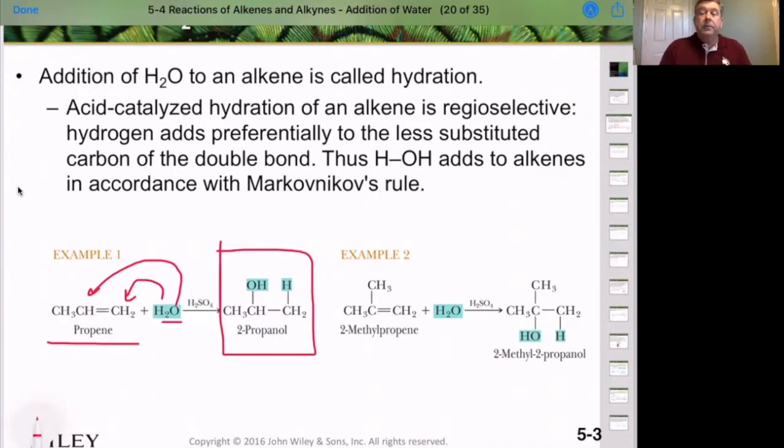Okay, as we go to other substituted materials like this one right here, notice we have a tri-substituted carbon here, meaning it's going to make a tertiary carbocation as part of its intermediate. That means we are going to, again, follow Markovnikov's rule, adding our hydrogen to this side and the OH to the more highly substituted carbon, or the one that would form the tertiary carbocation.